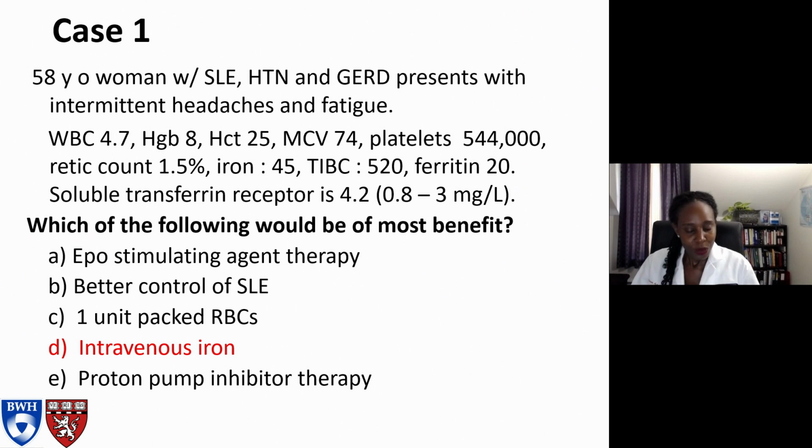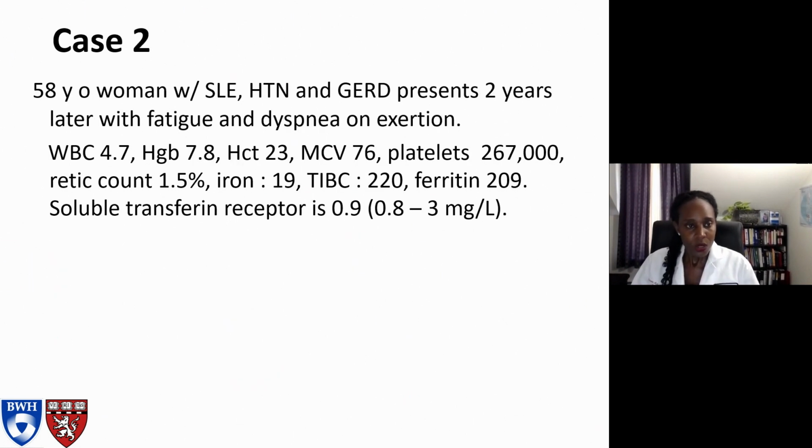Okay, so this patient has iron deficiency and would probably benefit most from intravenous iron. And we had a mix of responses, so we'll go over this. Iron deficiency is the most common cause of anemia, as you know. So the same lady, or similar lady, presents, same lupus, hypertension, and GERD. She presents 2 years later with fatigue, dyspnea on exertion.